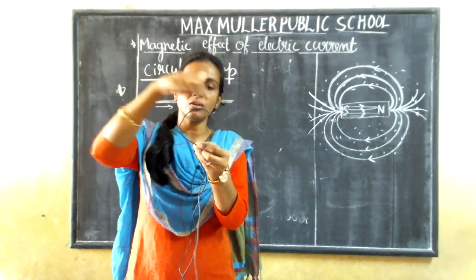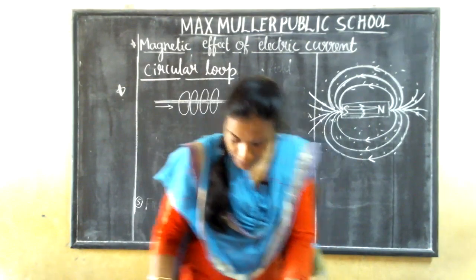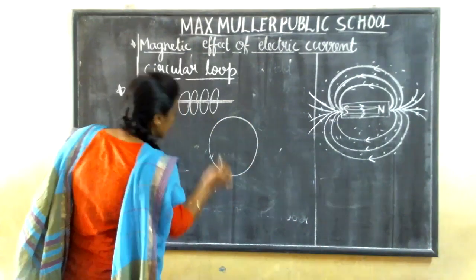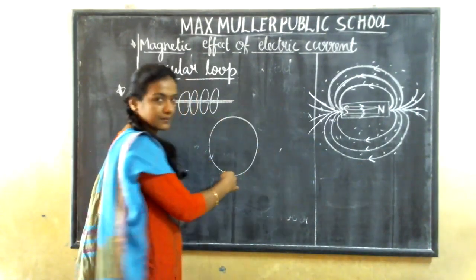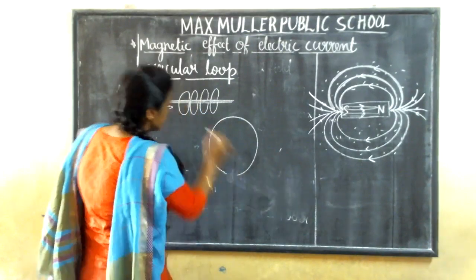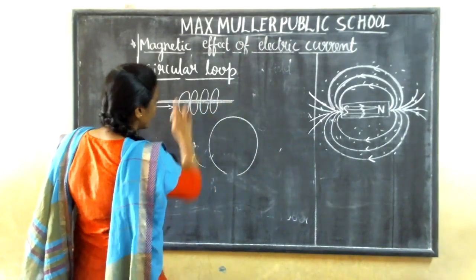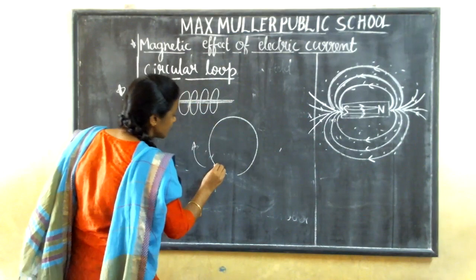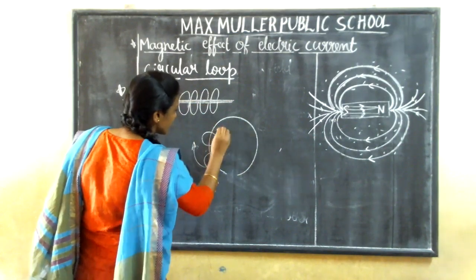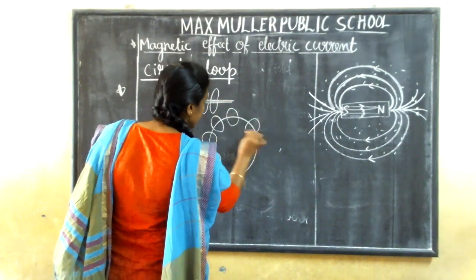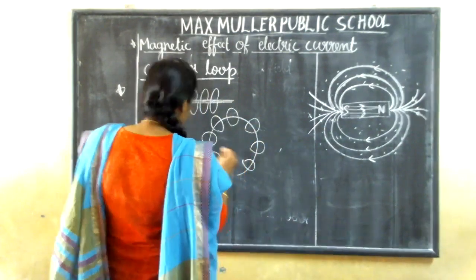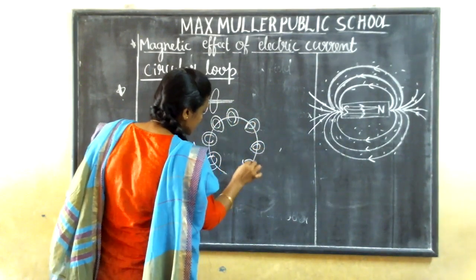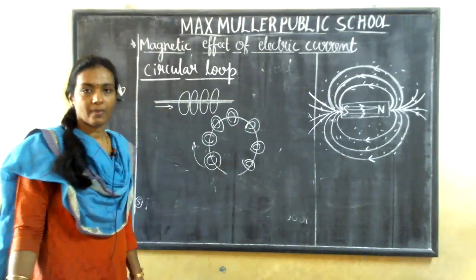It keeps on circulating, no? Yes or no? How does it look, guys? It looks like this. This is one wire, and this wire only I am going to fold here. Understood? So what are the circular magnetic field lines you are going to see? It looks like this, no? Clear? Every single circular line looks like this, isn't it?